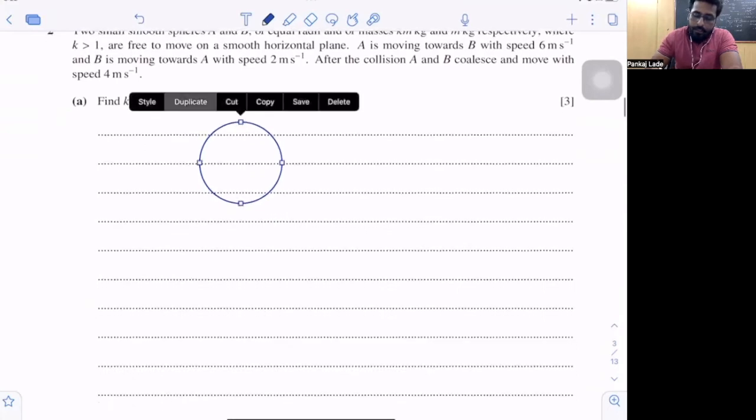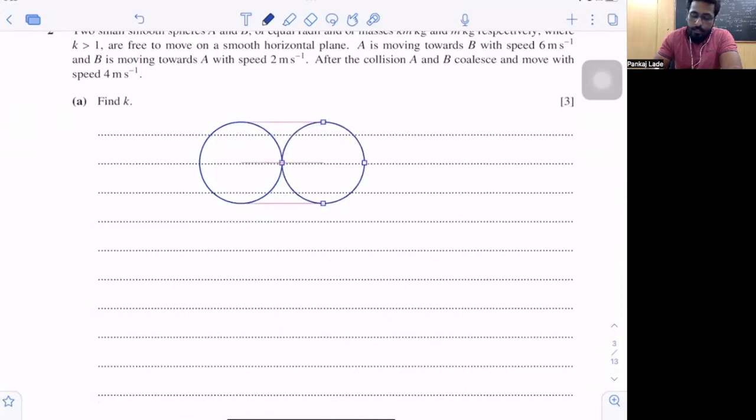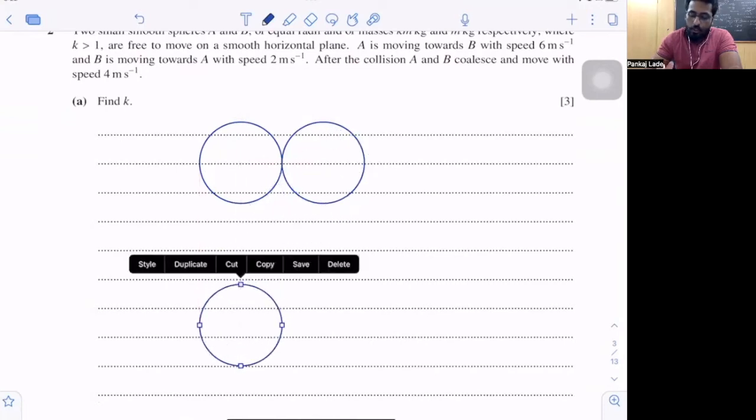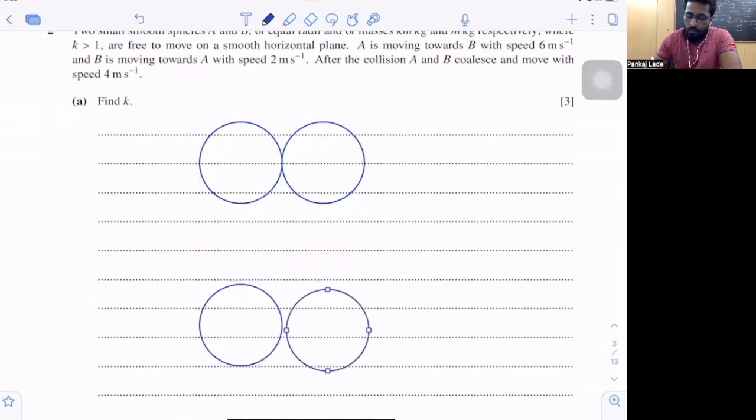Let's duplicate it. Okay, I'll just place it here. And again, I'll duplicate this for the second diagram. In the second diagram, what I'm going to do, this is after collision. So there are two diagrams which I'm going to make. One is before collision and one is after collision.